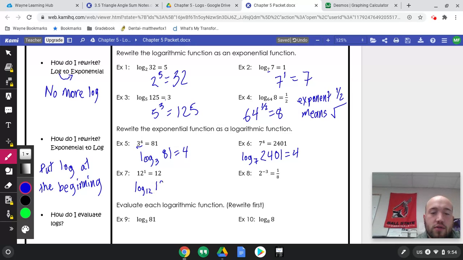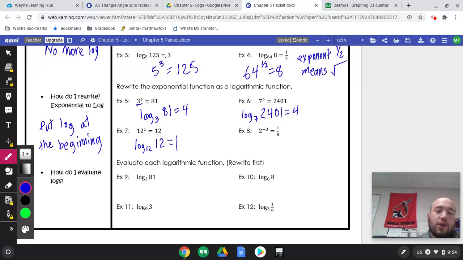Other two switcheroos, so the 12 will go here, equals 1. And then our final one, base stays base, so the base is 2. Other two switcheroo, it'll be 2 to the 1/8 equals -3.